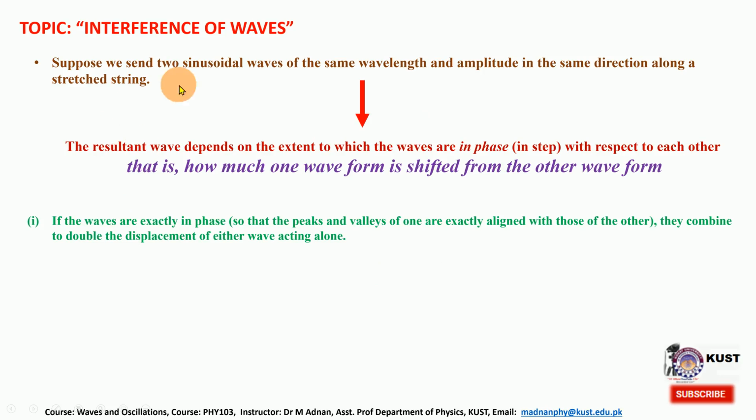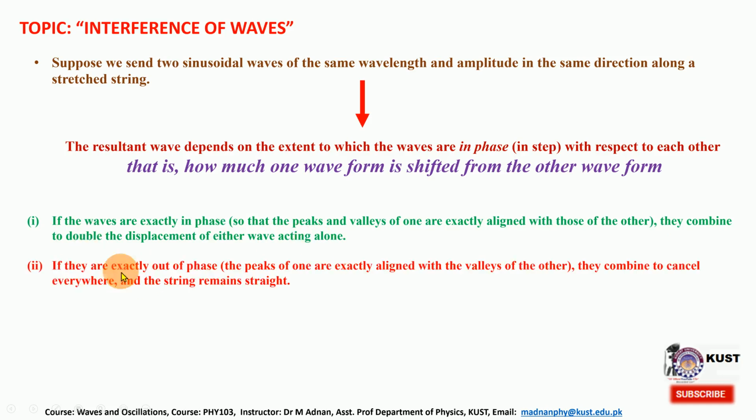That is, if the approaching two sinusoidal waves have the same wavelength and amplitude, and they are exactly in phase, they combine to double the displacement of either wave. Also, if the approaching two sinusoidal waves are exactly out of phase, they combine to cancel everything and the string remains straight. So depending upon these two conditions, the resultant wave can have either maximum displacement or minimum displacement.